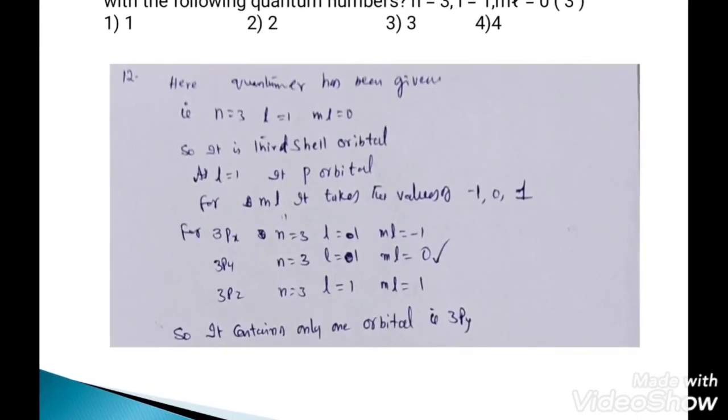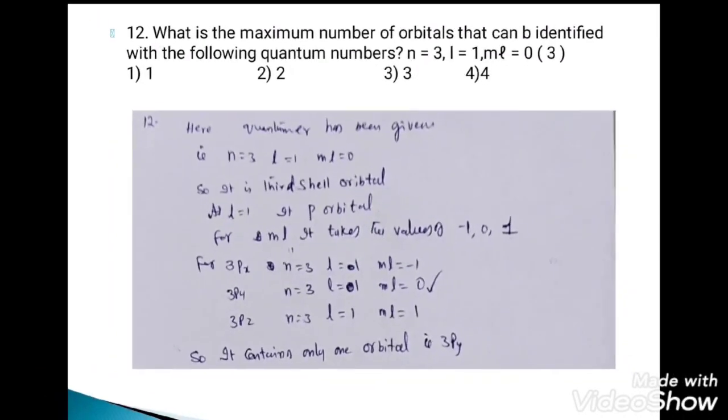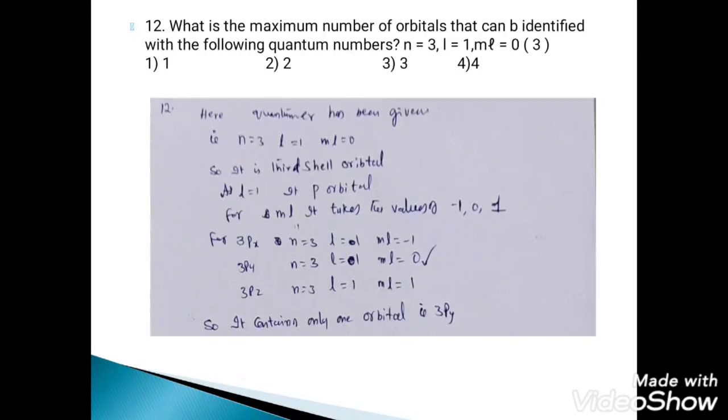Here, as shown in the figure, for orbitals: Ml is equal to -1, Ml is equal to 0, and Ml is equal to 1. For Ml is equal to -1, it is px orbital. For Ml is equal to 0, it is py orbital. For Ml is equal to 1, it is pz.